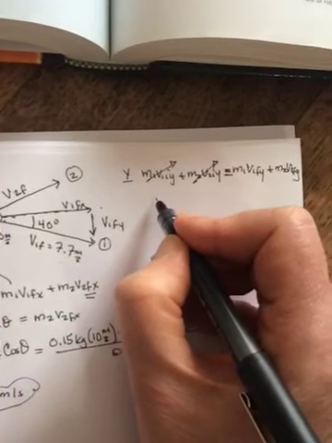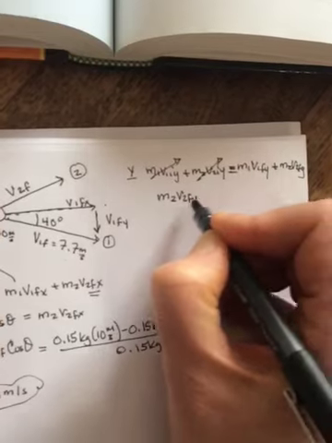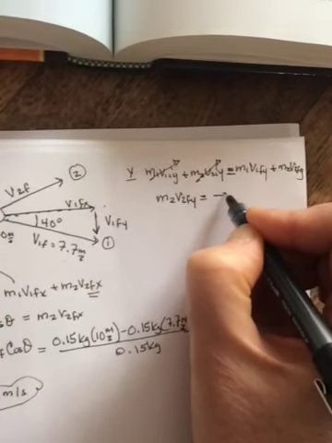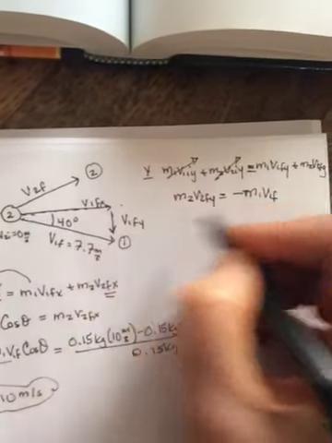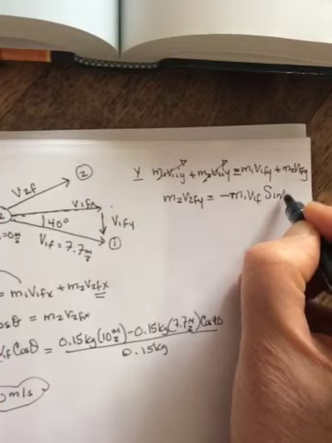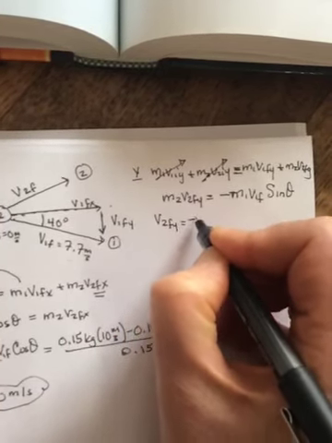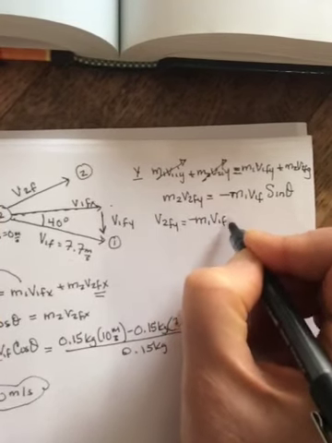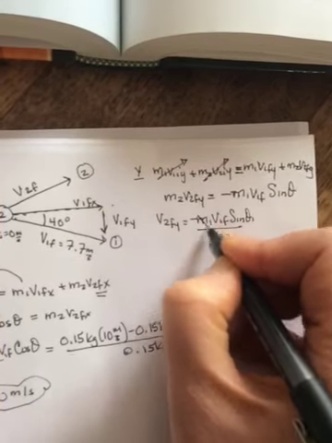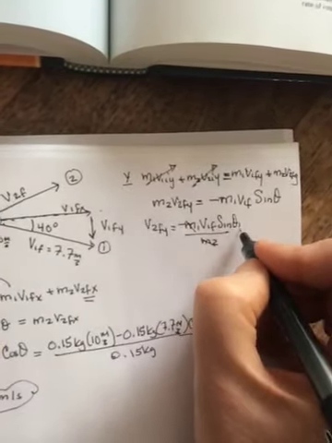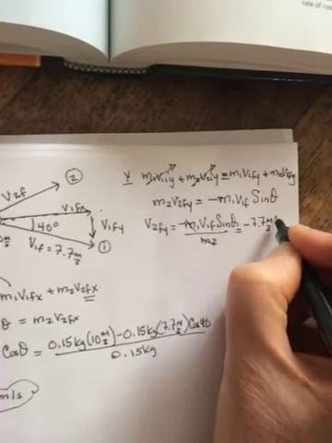So bring over one of your terms, so m2 v2 final y will equal negative m1 v1 final, and the y is the opposite side, so it'll be sine theta. So v2 final y will equal negative m1 v1 final sine theta, 1 over m2. m1 and m2 are the same here, so we can actually cancel these out. So negative 7.7 meters per second sine of 40.